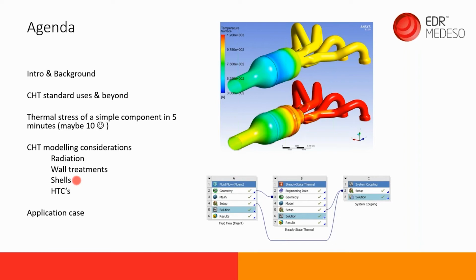We'll talk a little bit about shells, which is related to wall treatments, and then go on to heat transfer coefficients. Again, you might think, well, a heat transfer coefficient is a heat transfer coefficient, but there are a few different ways of viewing that. And we'll finish up with a quick overview of a real world application case, just to show you what ultimately is possible, starting from a simple CHT analysis.